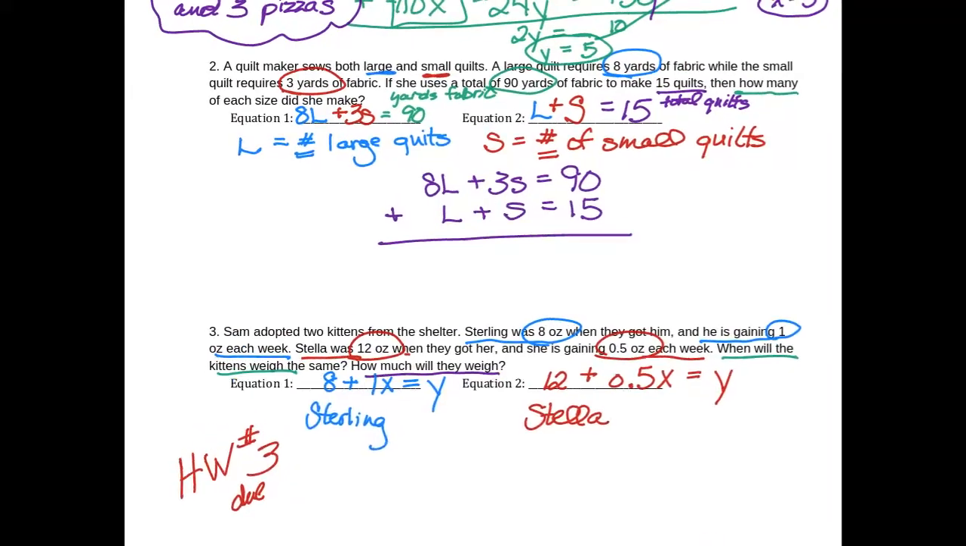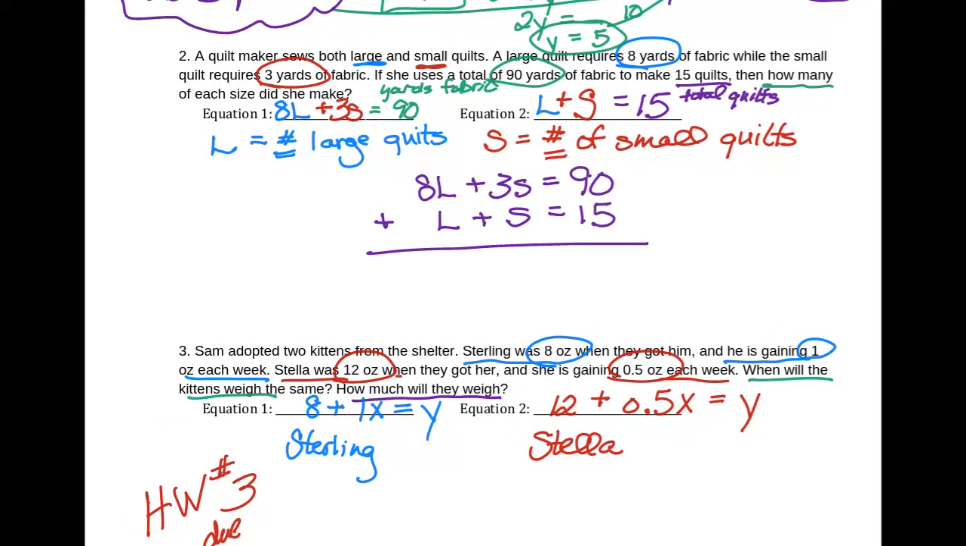So number 2 was about a quilt maker who sewed large and small quilts. We knew the large quilts took 8 yards of fabric, small quilts took 3, and she used a total of 90. So my first equation was all about yards of fabric. Yards of fabric, okay? So the 8 yards for every large, 3 yards for every small quilt, and a total of 90.